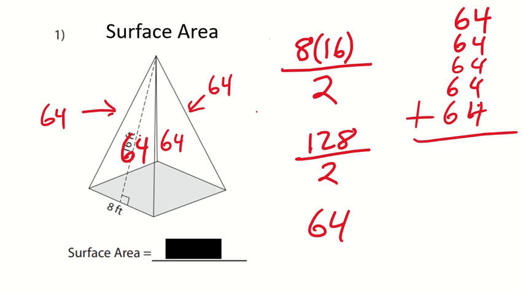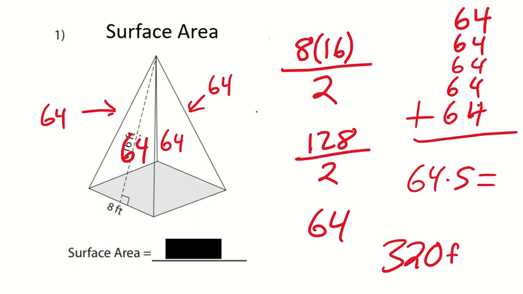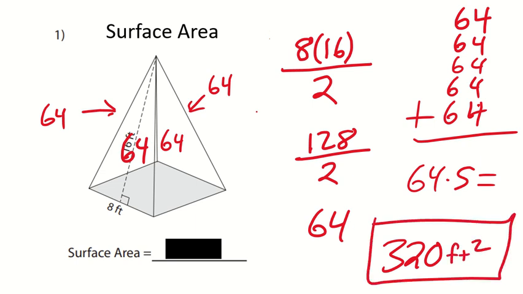Now, I do think it's helpful to write down all the areas just so you can see what you're doing. You're adding up all the areas of this shape right here to get the surface area. But in this case, we got 64s all over the board. So we can just multiply it by 1, 2, 3, 4, 5 and get our answer. So let's do 64 times 5. And that just so happens to be 320. So the surface area of that shape is going to be 320 feet squared.